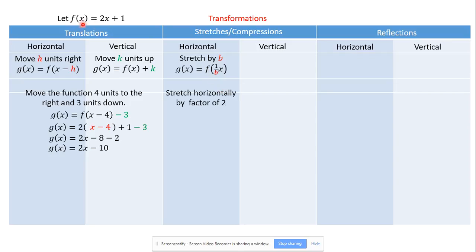Let's stretch our function horizontally by a factor of 2. So 2 will go in here for b. So we'll have f of 1/2 x. And that just means we're going to take our function 2 times something plus 1, and we're going to replace that something with 1/2 x. Then we just need to multiply these guys. 2 times 1/2 is just x plus 1.